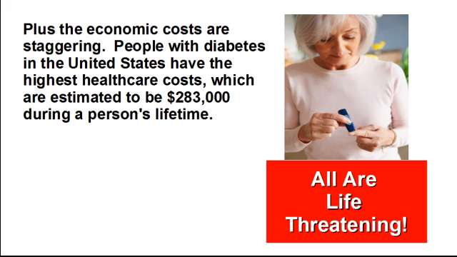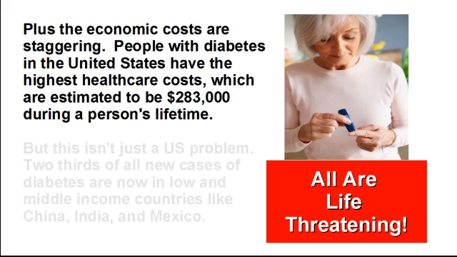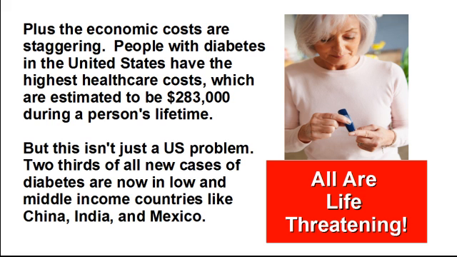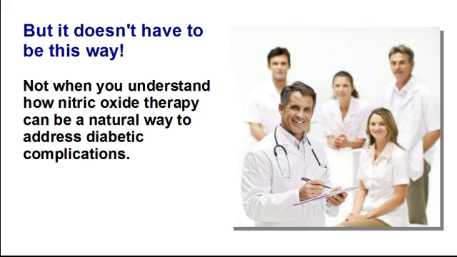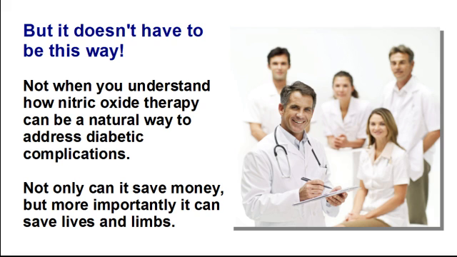People with diabetes in the United States have the highest healthcare costs, which are estimated to be $283,000 during a person's lifetime. But this isn't just a U.S. problem. 2/3 of all new cases of diabetes are now in low and middle income countries like China, India, and Mexico. But it doesn't have to be this way. Not when you understand how nitric oxide therapy can be a natural way to address diabetic complications. Not only can it save money, but more importantly, it can save lives and limbs.